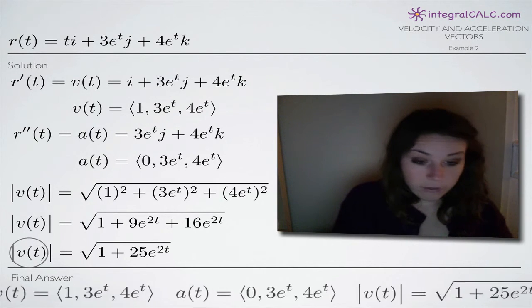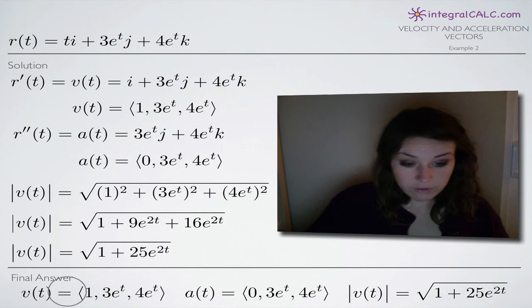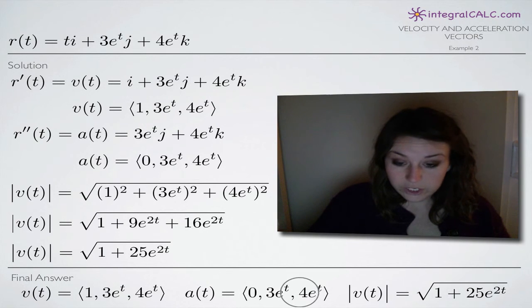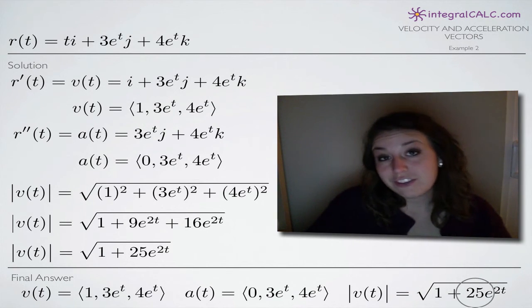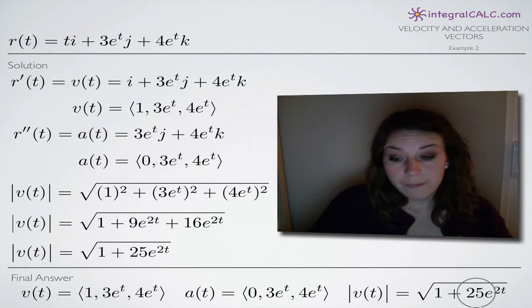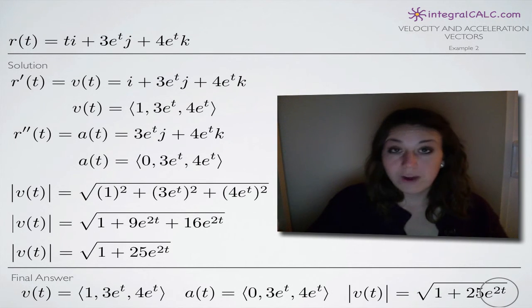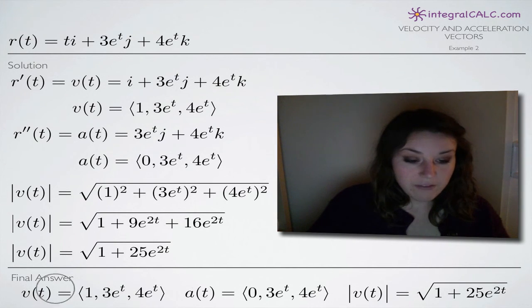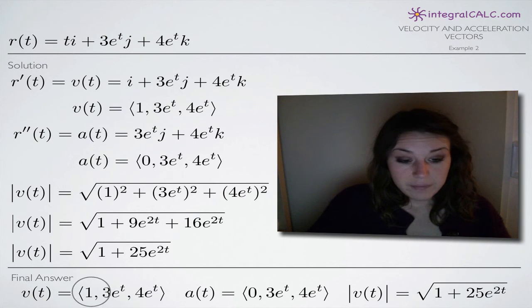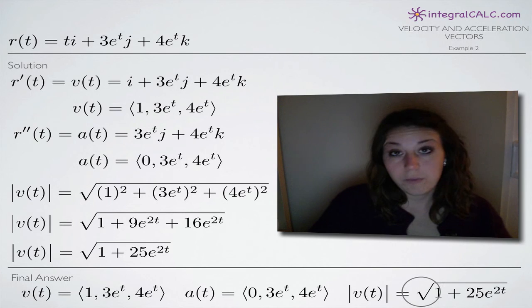So when we put all three of those things together, here's our velocity vector, our acceleration vector, and our speed. That's the final answer to our problem, and just keep in mind that now that you've set all three of these up, if you were asked to find velocity, acceleration, and speed at a given point in time, you would plug that value in for t to each of these, and that would give you velocity, acceleration, and speed at any given point in time.